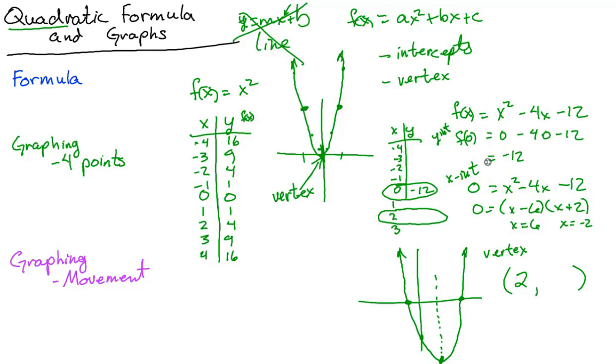So let's stick in f of 2, and let's see what we get. F of 2 equals 2 squared minus 4 times 2 minus 12. So we get 4 minus 8 minus 12. 4 minus 8 is a -4, minus 12 is a -16.